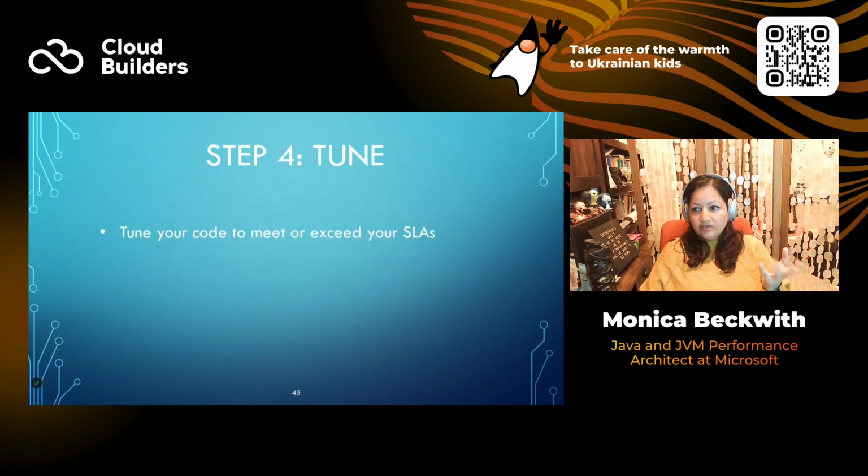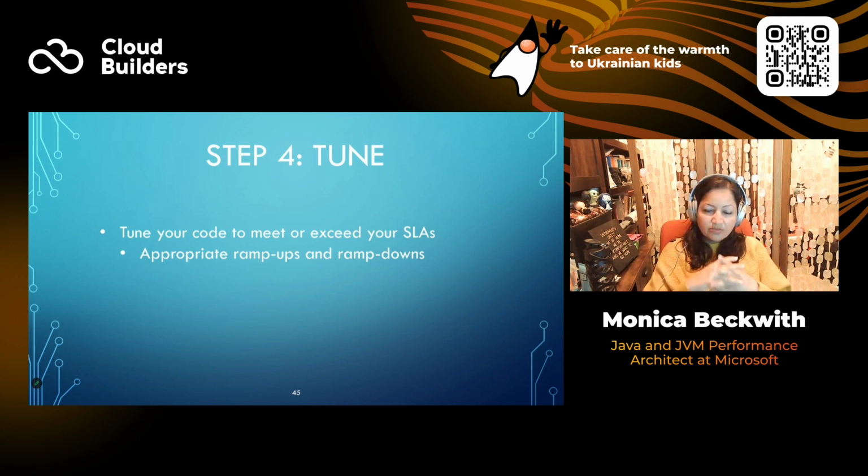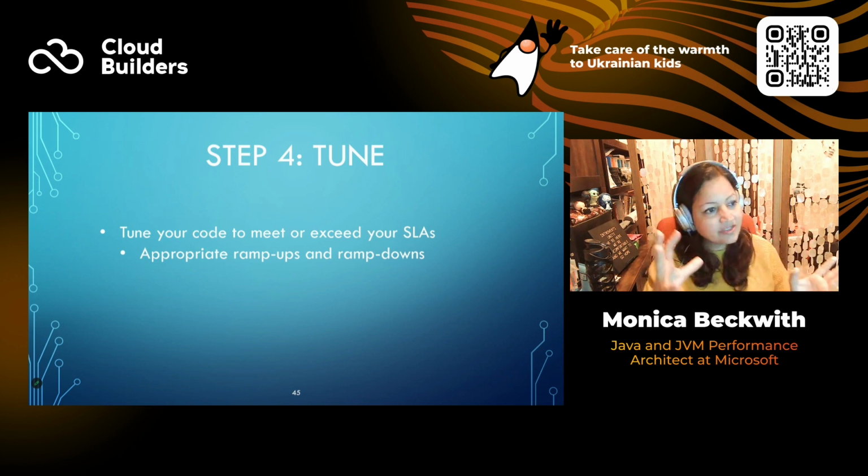Tune your code, and make sure that you have ramp ups and ramp downs as you're working with your application. Sometimes you think you're in steady state, but there was a burst of deopts, which is the terminology for the JIT compiler. So why did the deopts happen? What did we not ramp up? Did we just get different code?